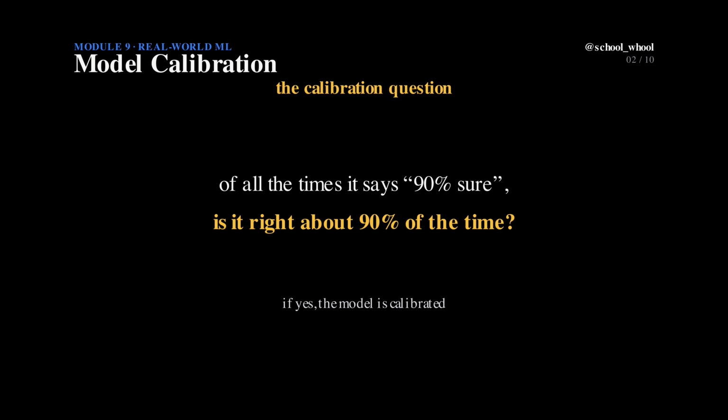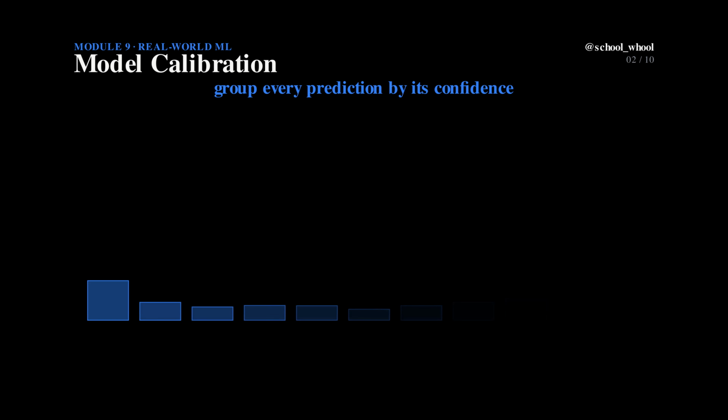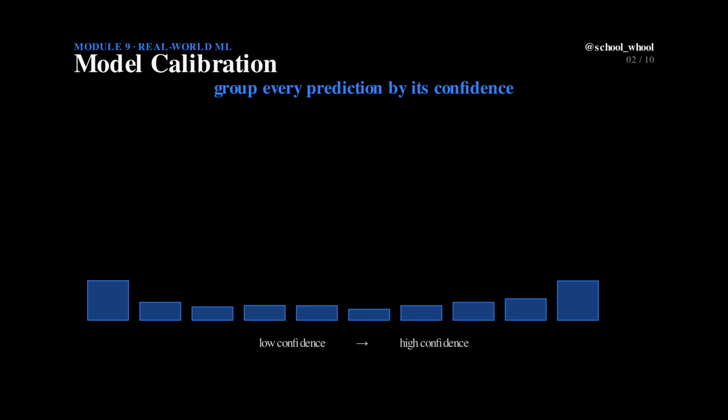To check, we gather many predictions and sort them into buckets by confidence, the least confident on the left, the most confident on the right. The height of each bar is how many predictions fell into that bucket.